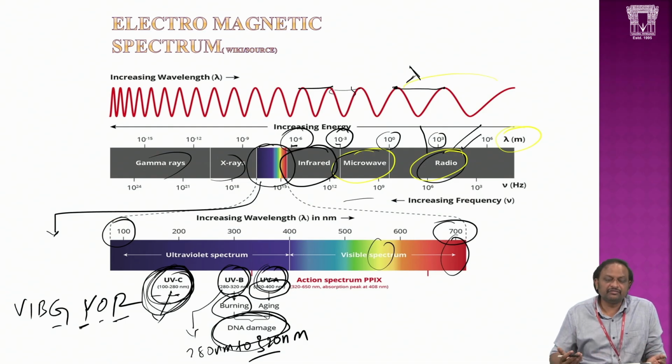And we have the UV-visible spectrophotometer, ultraviolet spectrophotometers, and similarly visible spectrophotometers, we'll see that. And this is the action spectrum, see 322 to 650 nanometers, and this is the absorption peak at 408 nanometers. We'll see what that is.